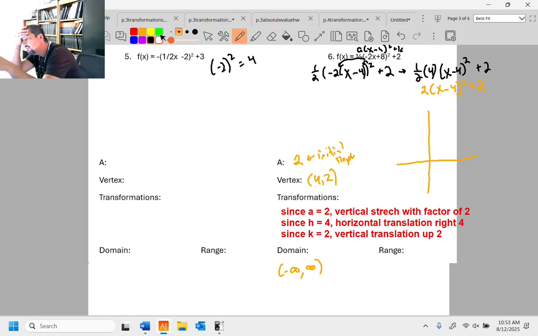And let's see, what were we doing? We had to go right 4 and up 2. 1, 2, 3, 4, 1, 2. There we go. And then we're going to rise 2 units and run left 1. We're going to rise 2 units and we're going to run right 1.